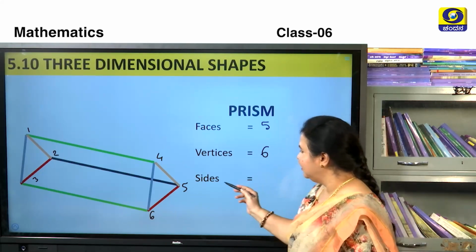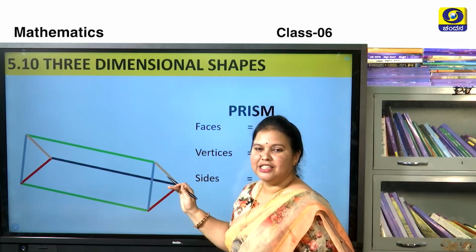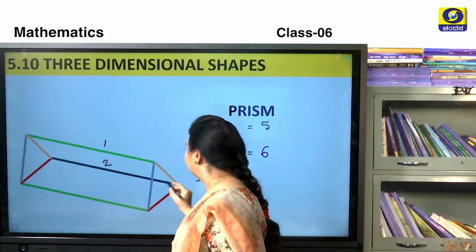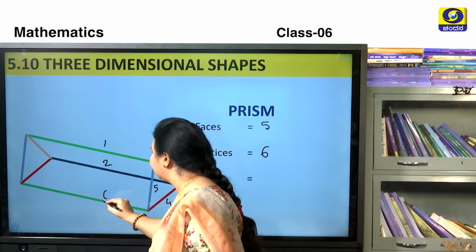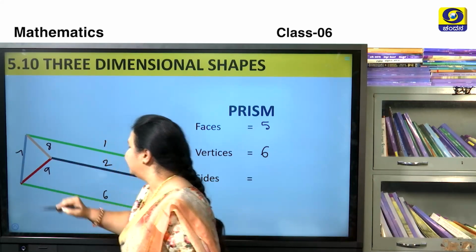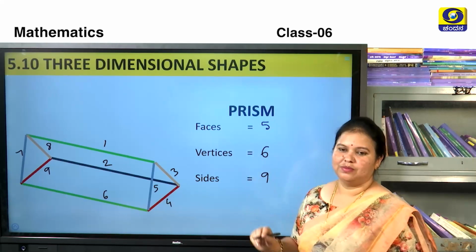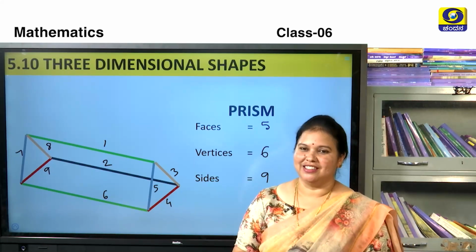So finally we'll count number of sides in this prism. How many sides are there in this prism? Let us count. 1, 2, 3, 4, 5, 6, 7, 8 and 9. So there are 9 sides in this prism. I hope you have understood 3-dimensional shapes very clearly.